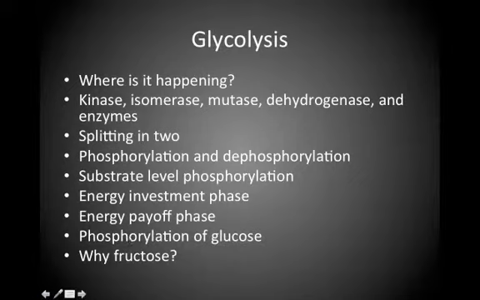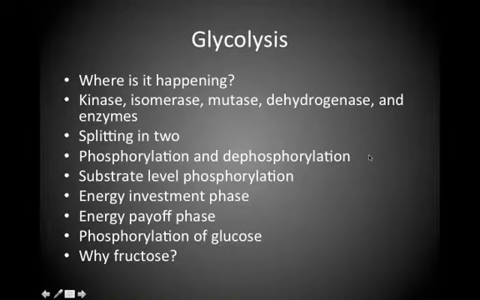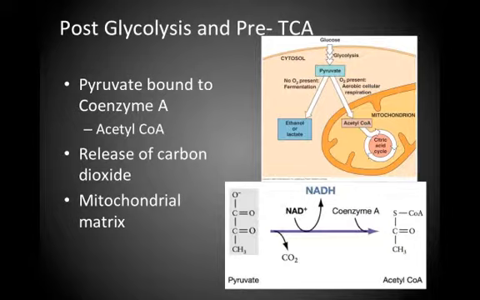Remember what phosphorylation of glucose does and why each step is important. Why do we use fructose instead of glucose? Once we get into glycolysis, it's more because of its symmetrical nature and its ability to split more evenly into two. All right, so that's just a little skinny on glycolysis. We're going to head off into the pre-TCA reaction, post-glycolysis.